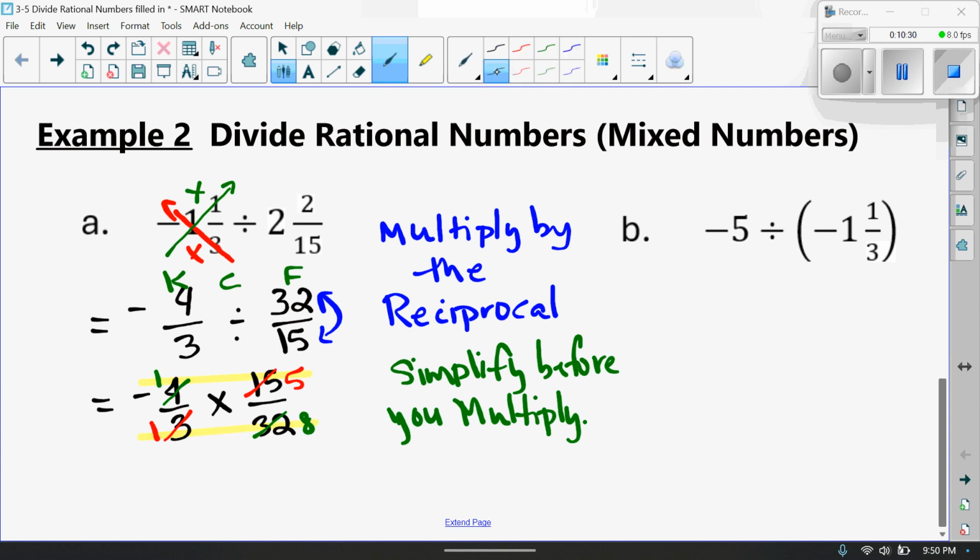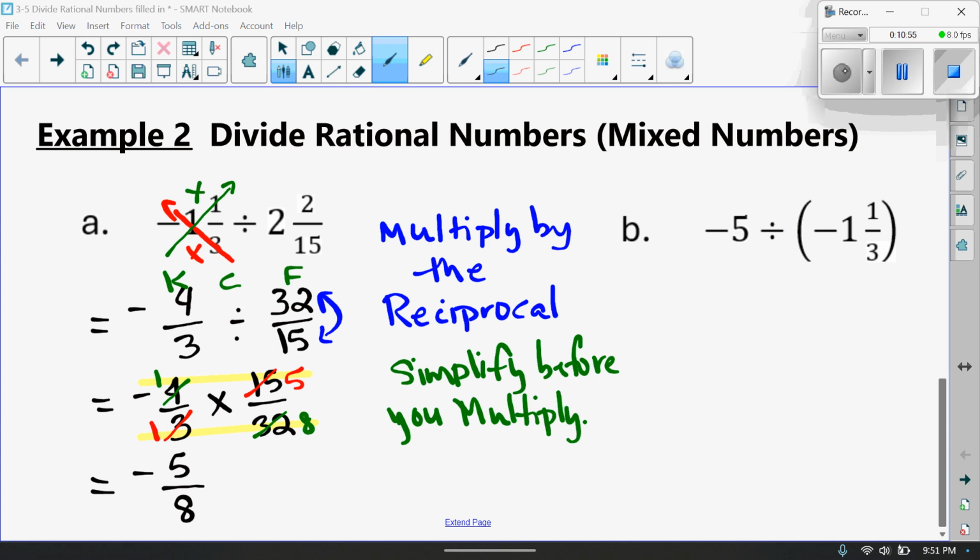Okay? So we've got a negative times a positive, so that means different signs, negative. And we've got 1 times 5 is 5, and 1 times 8 is 8. And there's our simplified, our final answer.